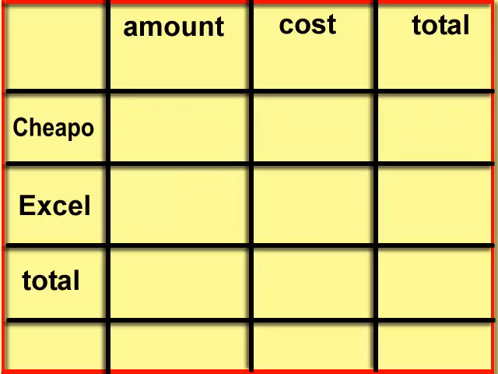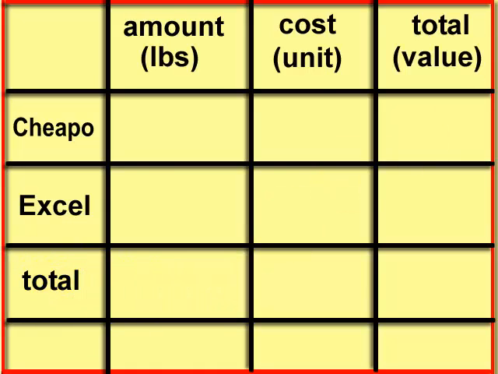This is when you would draw this graph, right? These little boxes, they help a lot in algebra. So the column heads are the amount, cost, total. The rows are the different types, right? The cheap coffee, the Excelente coffee, and then the total is down here.